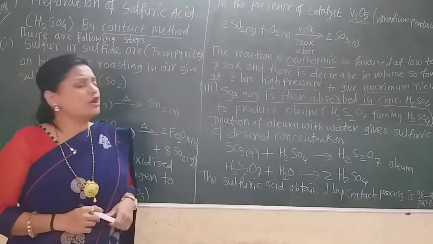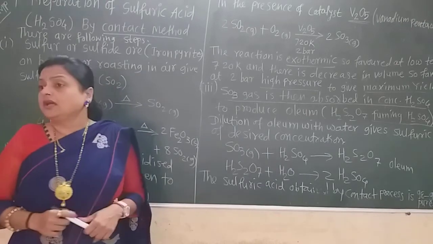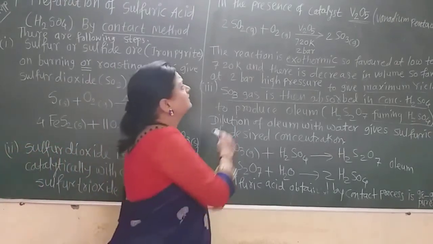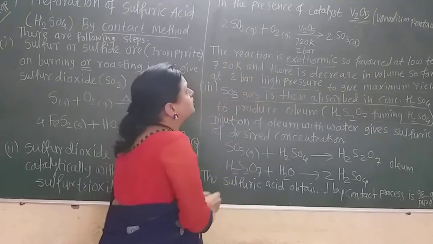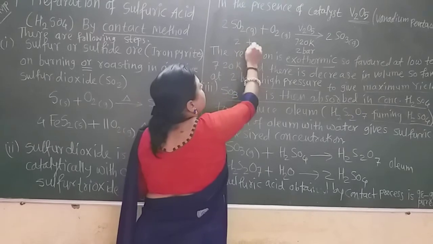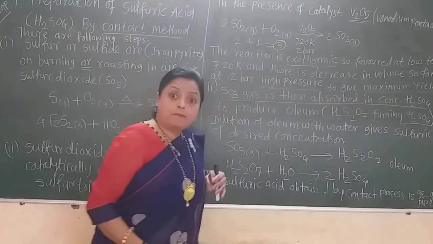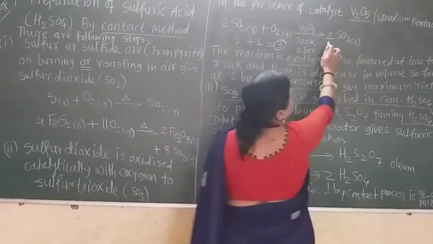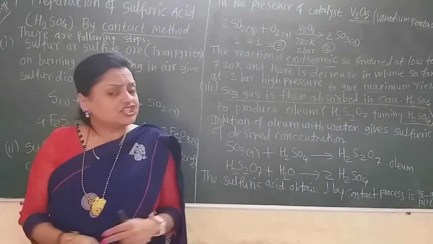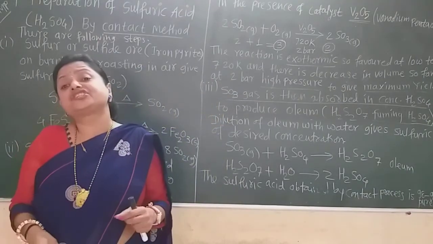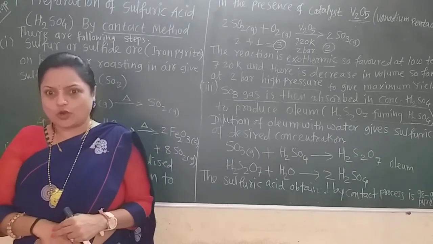Now this is a reversible reaction, remember that. And here we are seeing 2 molecules of sulfur dioxide and 1 molecule of oxygen. Totally there are 2 plus 1, that is 3 molecules on the reactant side, but on the product side there are only 2 molecules of sulfur trioxide gas. What does this mean? This means that this reaction is carried out with a decrease in the volume of the gas.